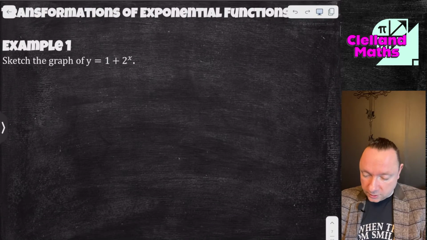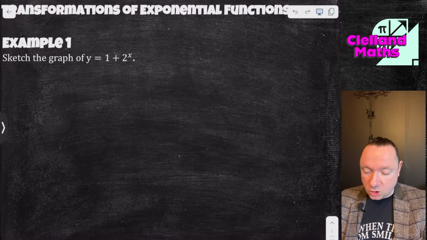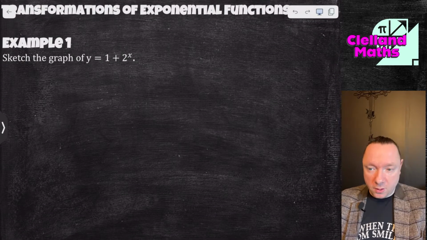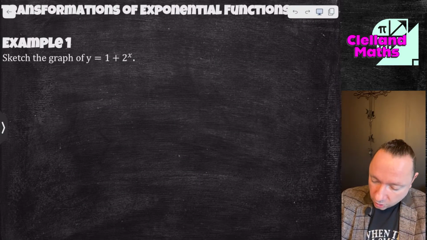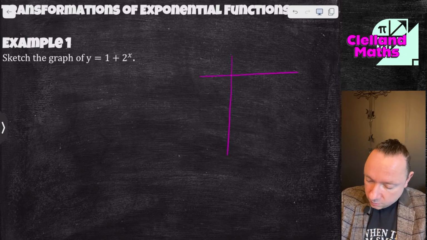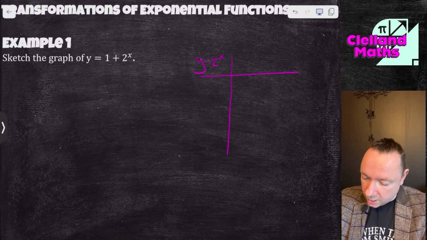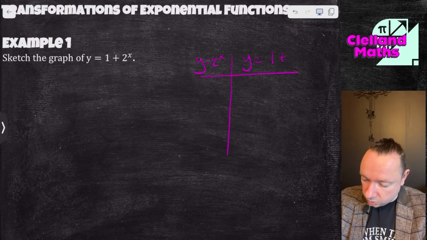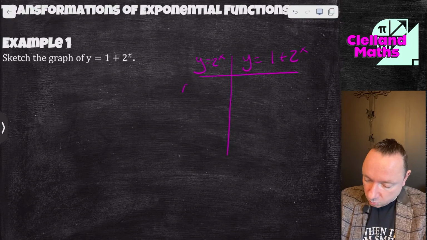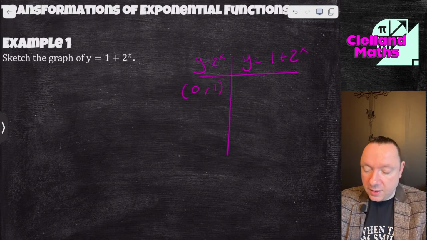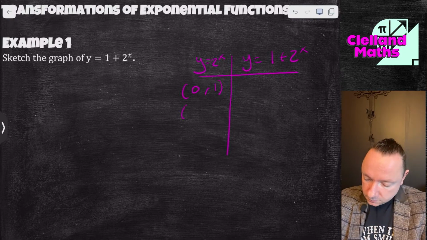So example 1, transformations of exponential functions. Sketch y equals 1 plus 2 to the power of x. So our basic graph is y equals 2 to the x. So let's look at that first. So if I just draw a little table, we're going to do y equals 2 to the x here, and we're going to see what happens when it's y equals, well, 1 plus 2 to the x. So remember from our previous example, our basic points, you've always got 0, 1, and then you've always got 1, and then the base, 2.